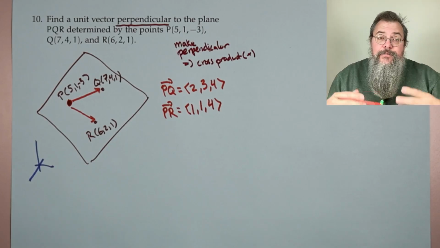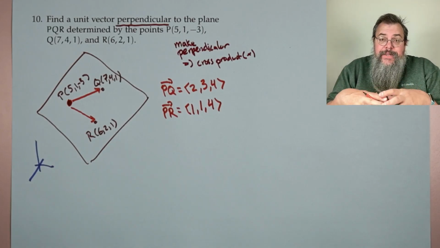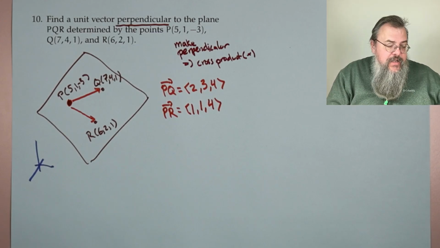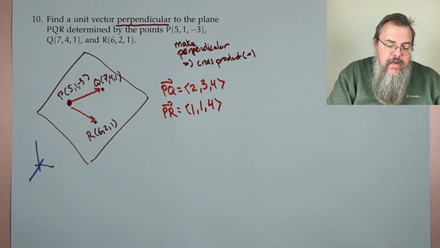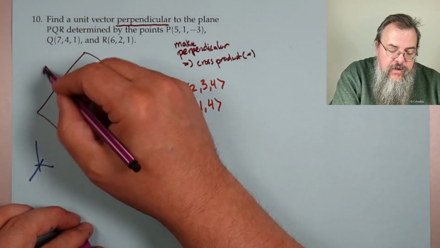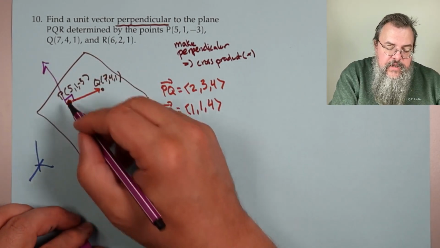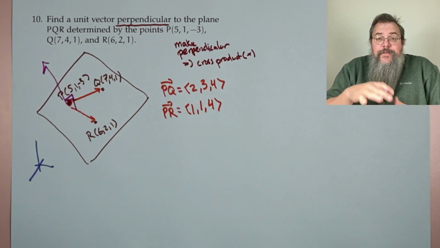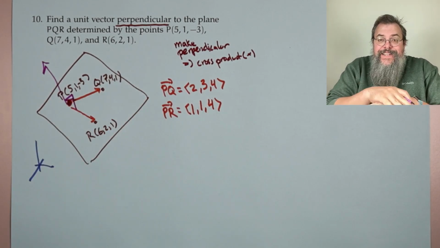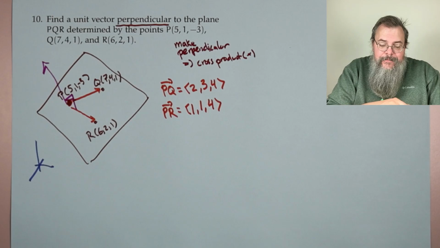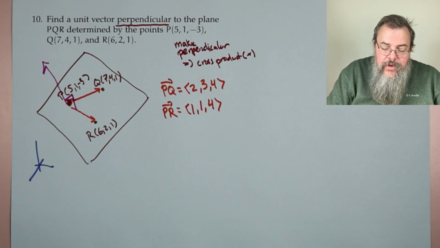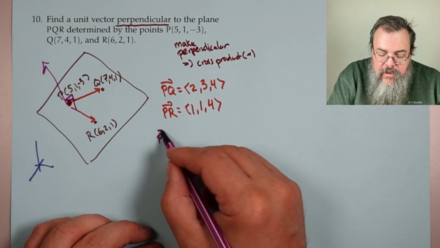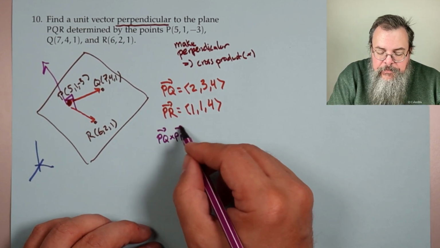So we now have two vectors in the plane. So these are directions in the plane. So if we were to take the cross product of them, there'd be a new vector, and that new vector would be perpendicular to the first vector, perpendicular to the second vector. So it would have to be perpendicular to the whole plane. That's our great aha. So we say, okay, plan. Let's find this cross product, PQ cross PR.